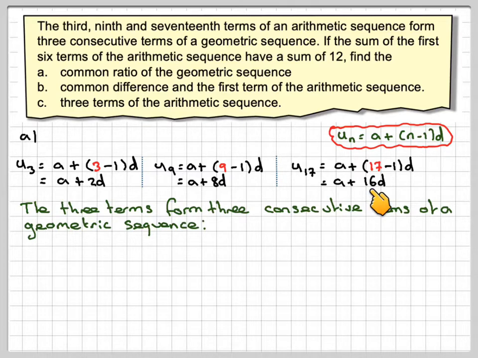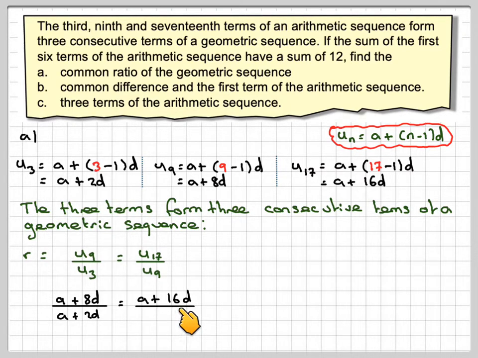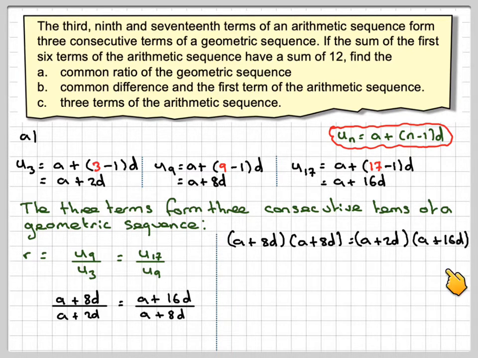These 3 terms now form consecutive terms of a geometric sequence, which means that this one divided by this one will be equal to this one divided by this one, because the common ratio will be the same. So u9 over u3 will be equal to u17 over u9. Substituting these in, we have a plus 8d over a plus 2d equal to a plus 16d over a plus 8d. Cross multiplying, we have a plus 8d times a plus 8d equal to a plus 2d times a plus 16d.